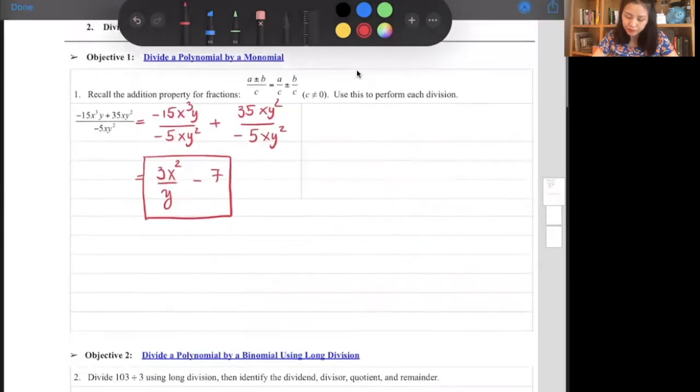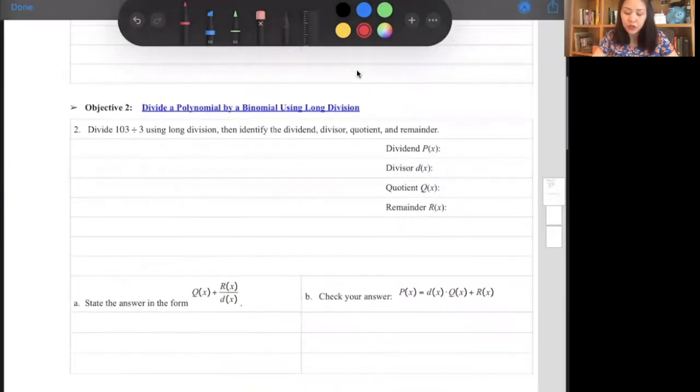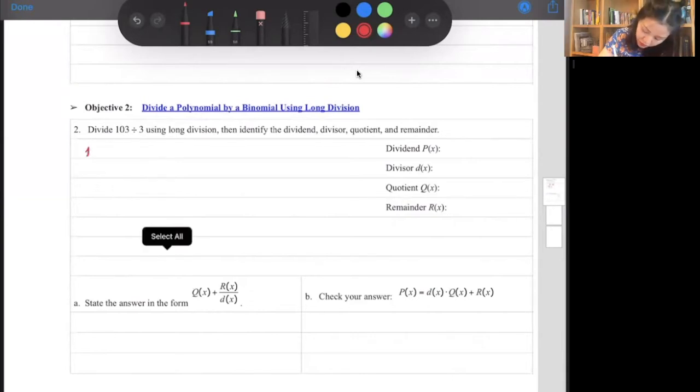All right. Objective 2 is divide a polynomial by a binomial using long division. Before we do this, let me remind you how to do long division with numbers, before we divide and conquer polynomial division. I want to divide 103 by 3 using long division. So this is how I set things up: 103, and long divide by 3.